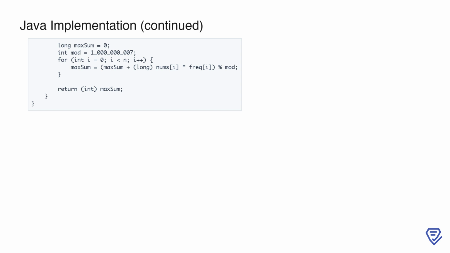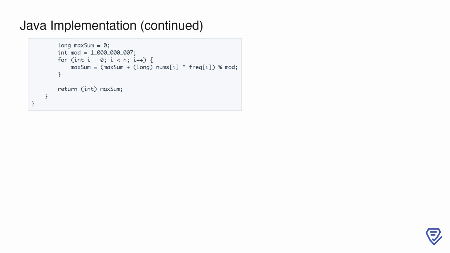Using a for loop, we iterate through the first n elements of nums and frequency. At each step, we multiply the corresponding elements of nums and frequency, add the result to maxSum, and take the modulo with mod to prevent overflow. This multiplication ensures that the highest values in nums are paired with the highest frequencies in frequency, maximizing our sum. After completing the loop, the maxSum variable contains the maximum sum modulo 1,000,000,007. Finally, we return maxSum as an integer, completing the implementation.